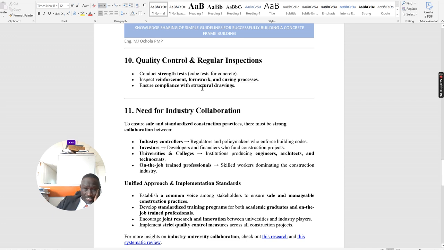Quality control and regular inspection. One of the success stories on all sites is always quality control.